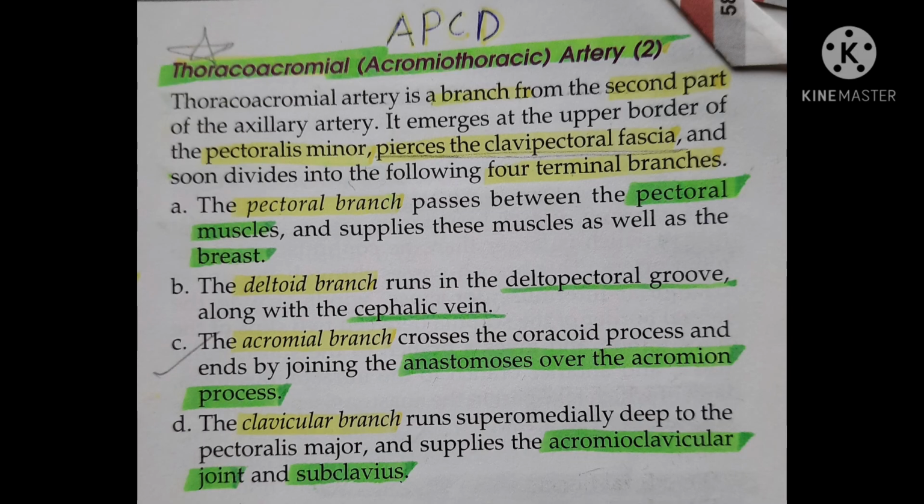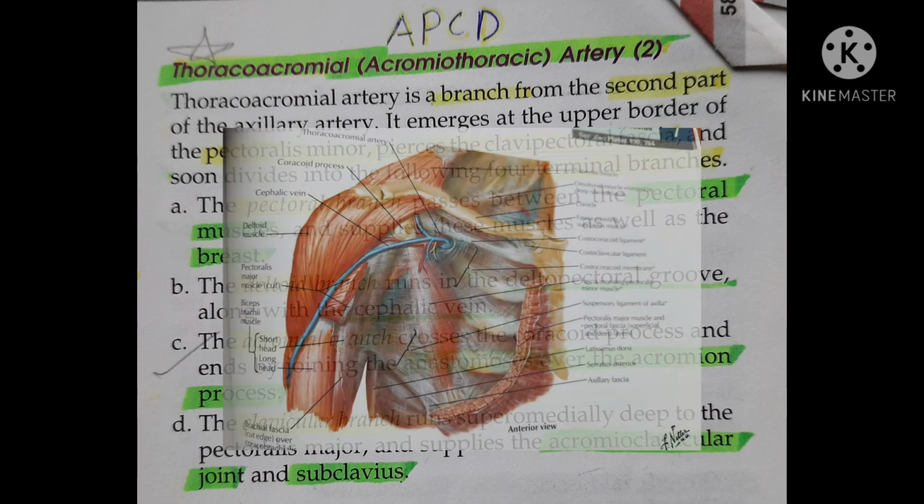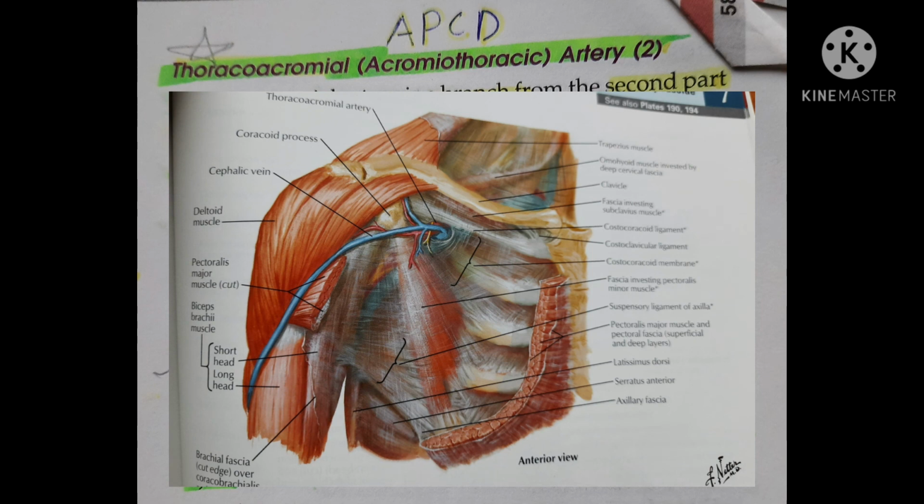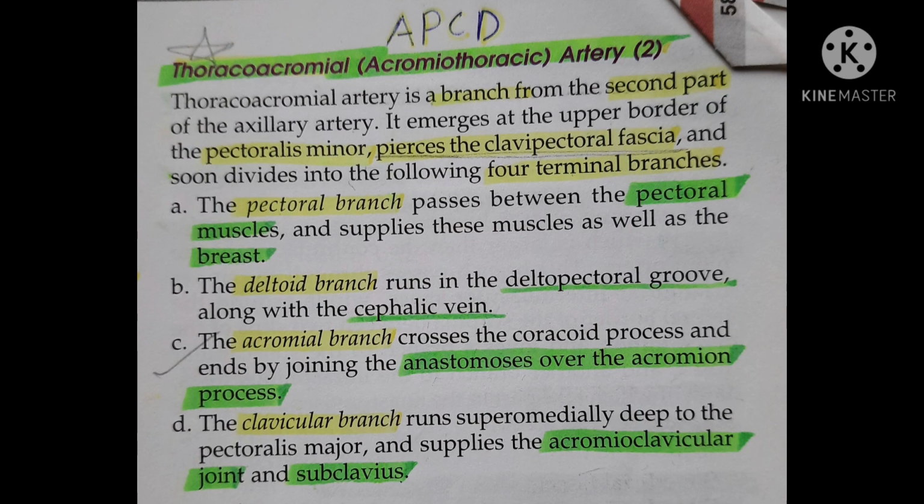Thoracoacromial or acromiothoracic artery. Second part. Thoracoacromial artery is a branch from the second part of the axillary artery. It emerges at the upper border of the pectoralis minor, pierces the clavipectoral fascia, and soon divides into the following 4 terminal branches, which you can learn by A, P, C, D.